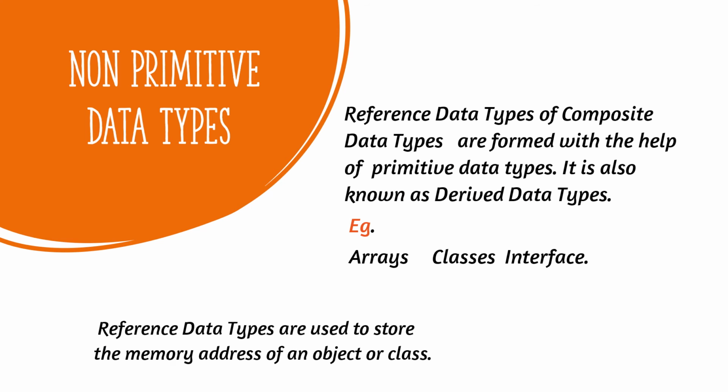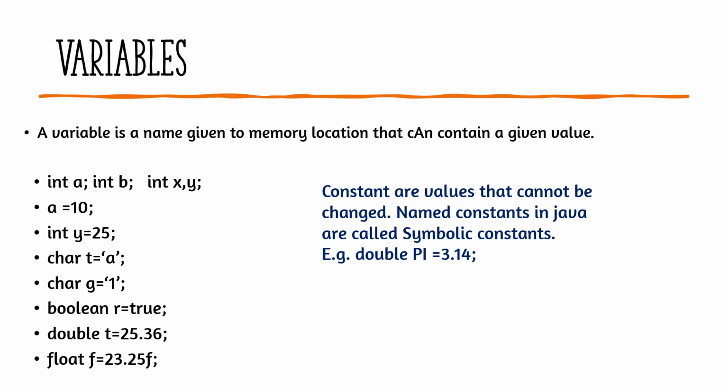Coming to non-primitive data types, they are also known as reference data types, composite data types, otherwise we can call them derived data types. They are formed with the help of primitive data types, for example arrays, classes and interfaces. This we will be doing in detail later. Reference data types are used to store the memory address of an object or class.